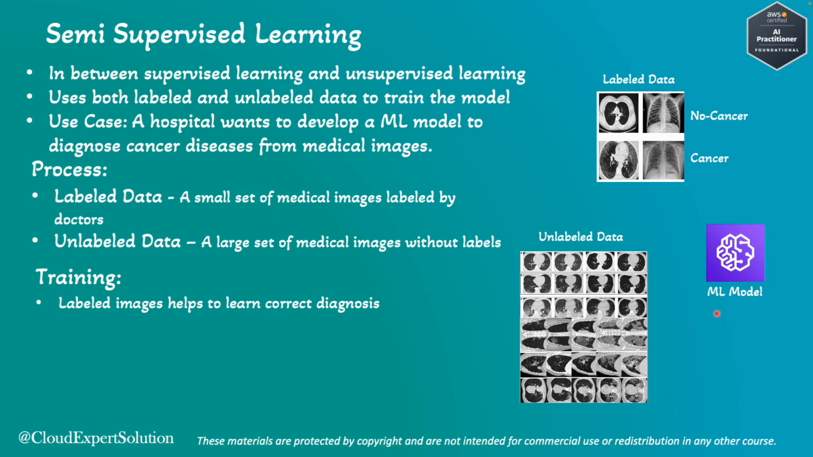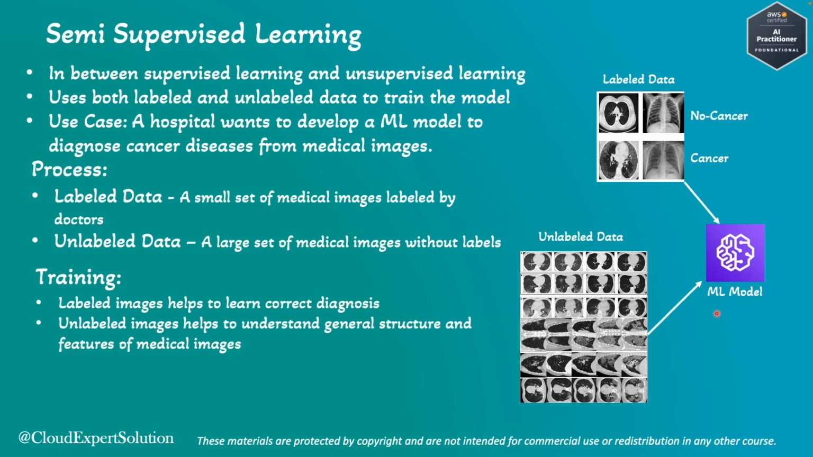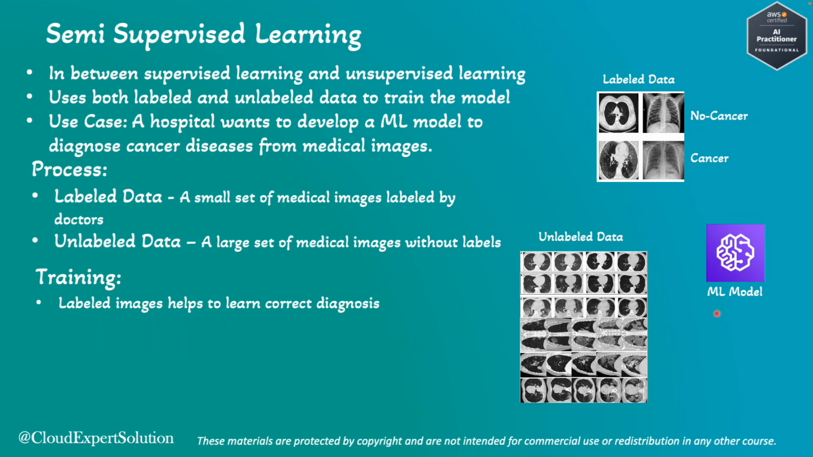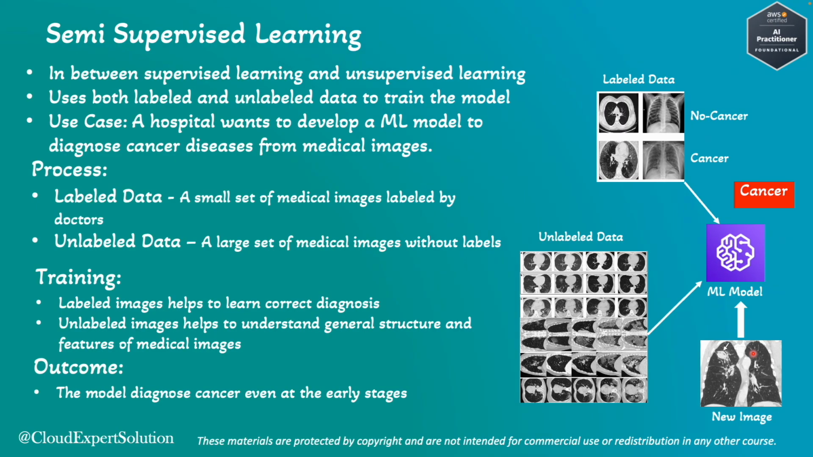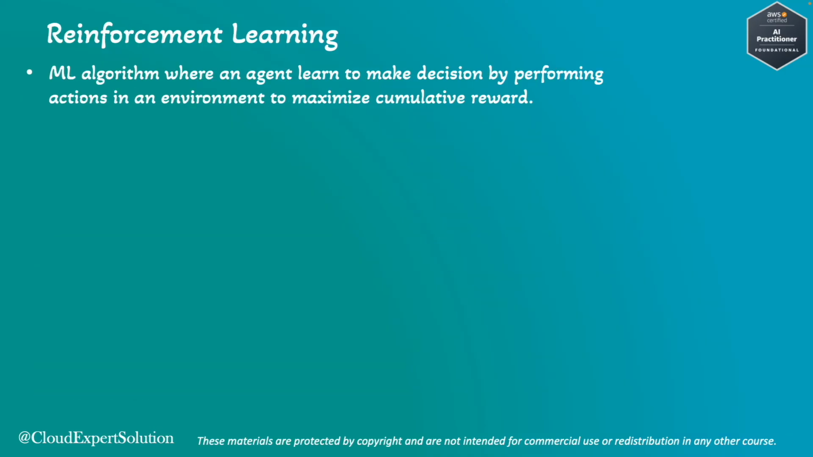In the training process, we will feed both the labeled data and the unlabeled data. The labeled images will help the model learn the correct diagnosis, whereas the unlabeled images help the model understand the general structure and features of medical images. Now after the training, if we pass a new image, even if the cancer is in a very early stage, the model will detect it as cancer, and the outcome is the model can diagnose cancer even at very early stages. Next, we'll review reinforcement learning.